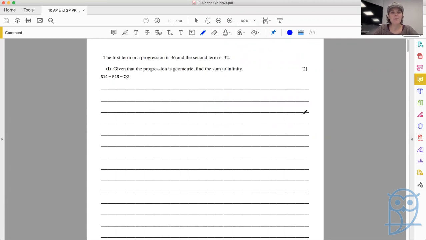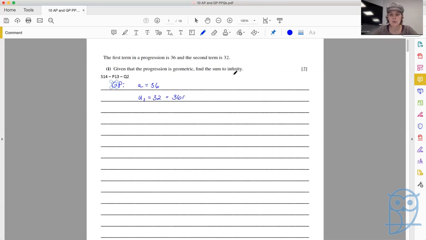Okay, so warming up. First term in a progression is 36 and the second term is 32. Given that the progression is geometric, find the sum to infinity. So we've got a GP. First term is 36, so A equals 36. Second term is 32, so U2 equals 32. However, we don't stop there. Remember, we always take it all the way down. U2 is AR. But A is 36, so this is 36R.